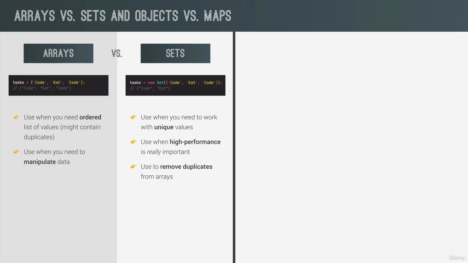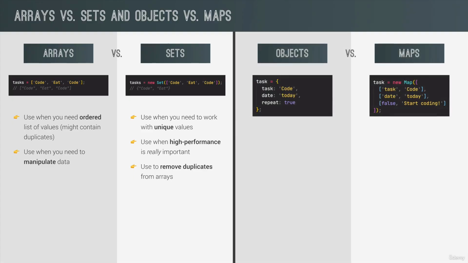Now, sets, on the other hand, should only be used when you are working with unique values. Besides that, you can also use sets in situations when high performance is really important, because operations like searching for an item or deleting an item from a set can be up to 10 times faster in sets than in arrays. Now, one great use case for sets is to remove duplicate values from an array, like we already did before. So sets are really not meant to replace arrays, but rather to complement them whenever we are dealing with unique values.